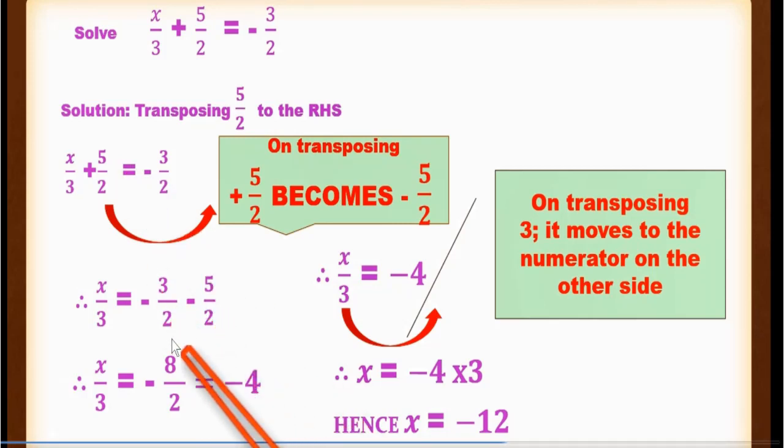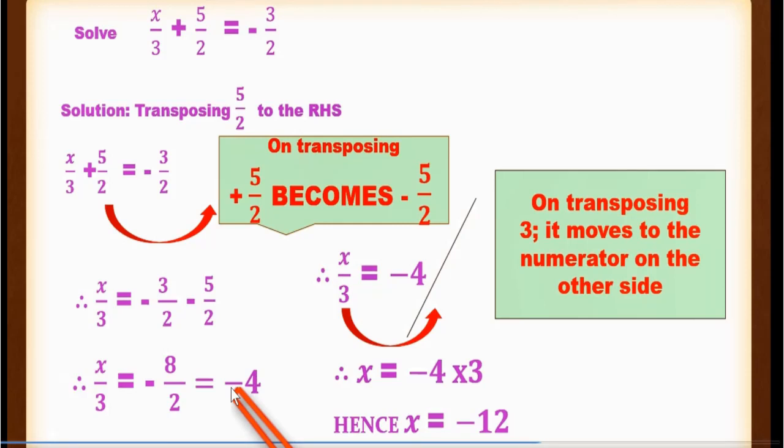Here, the denominators are equal. So, we are going to add the numerators. On adding the numerators minus 3 and minus 5, we get minus 8. The denominator we will take only once. It will be 2. We will not take 2 times, we will take only once the 2. Now on simplifying minus 8 by 2, we get minus 4. Because 2 4s are 8. And don't forget to put the minus sign.